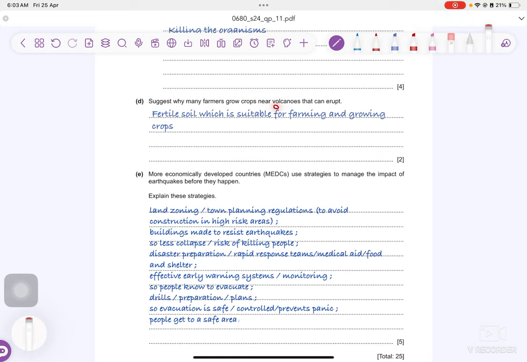Lands around volcanoes are very fertile, okay? Let's talk about this part. How can the country use the soil or the land around volcanoes? First of all, fertile soil. So it's perfect for farming and growing crops, okay? And this is the answer to this question.